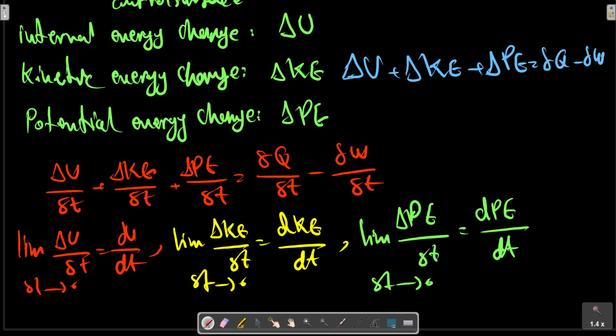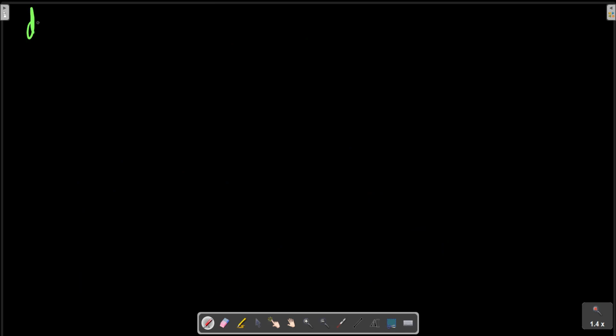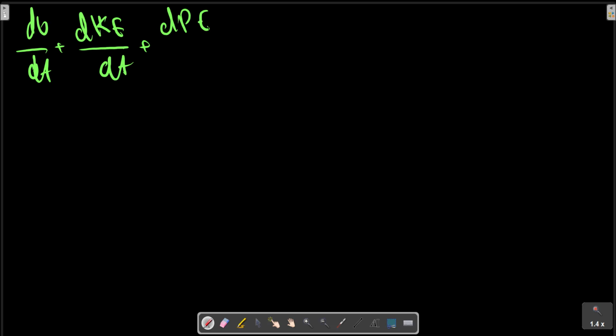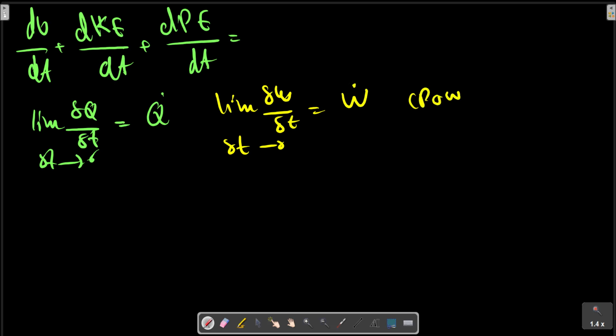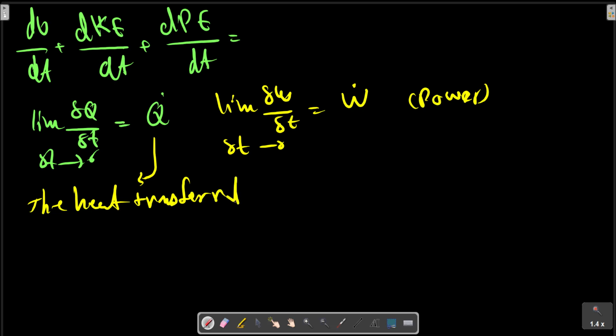so the left hand side can be written as dU on dt plus dKE on dt plus dPE on dt, and the right hand side can be obtained as delta Q on delta t, the heat transfer rate Q dot, and for the work we have the work rate, the power, W dot, so Q dot minus W dot.